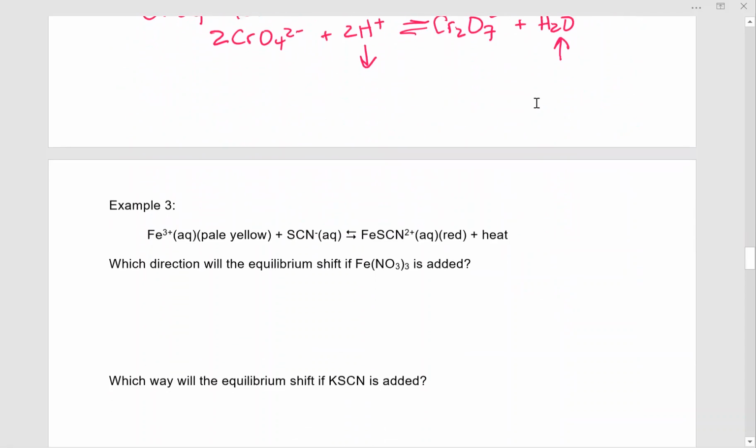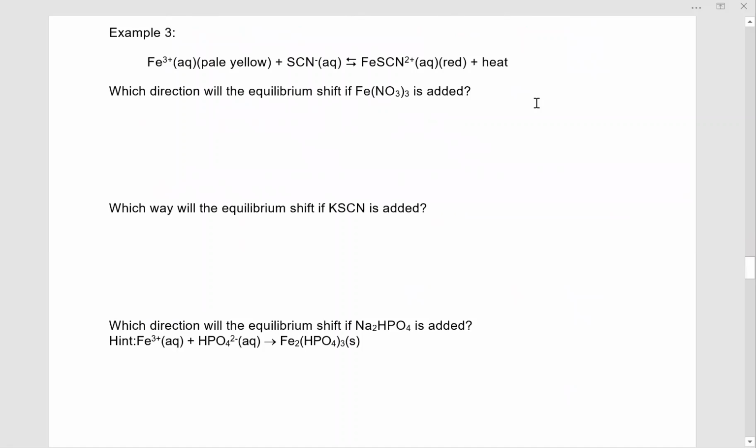Example 3, we have iron 3+, which is a nice pale yellow color. We add SCN-. This is colorless. That's why we don't have a color with it. And this is in equilibrium with iron thiocyanate. That's called a complex ion, which is a deep red color. So our first question is, which direction will the equilibrium shift if iron 3 nitrate is added? So I'm going to pause there and give you a chance to put an answer down.